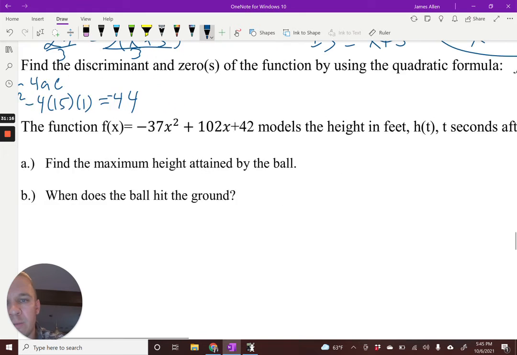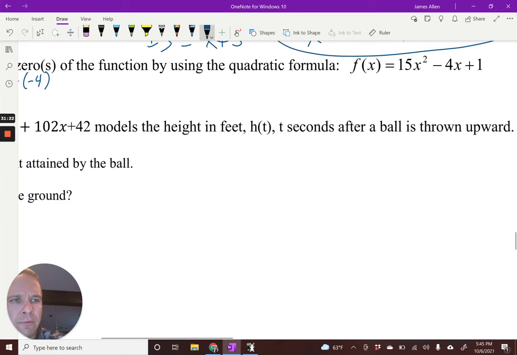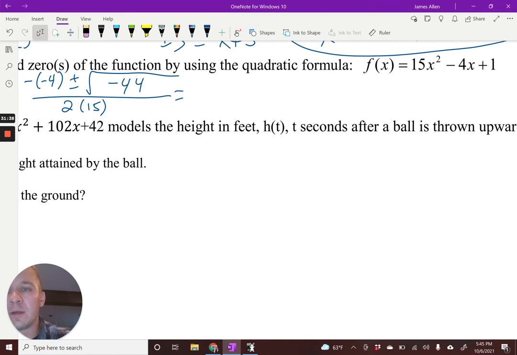Now let's go into the quadratic formula. With the quadratic formula, it's the opposite of b. It was negative 4, so that's 4. Plus or minus the square root of b squared minus 4ac. Well, I already figured that out. That's negative 44, all over 2 times a, which was 15. Cool. Let's keep moving sideways because there isn't enough room.